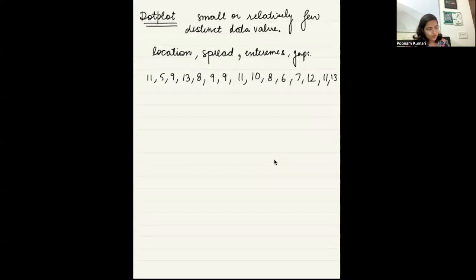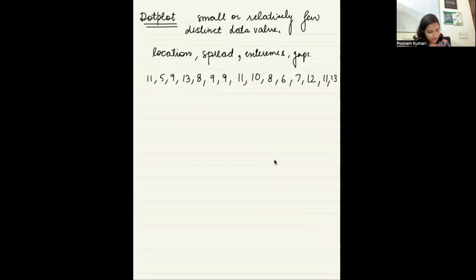What you do is make a number line first. So this is your number line, and then you plot all the numbers which are relevant for you. My numbers range from 5 till 13. So you have 5 here, 6 here, 7, 8, 9, 10, 11, 12, 13, 14. This is how you make a number line. Now, for whatever observation you get, you just put a dot above it.